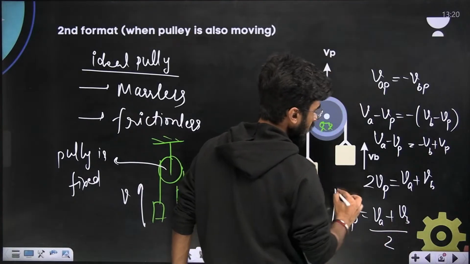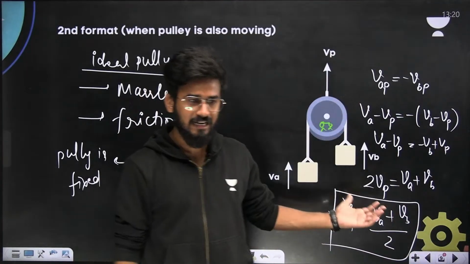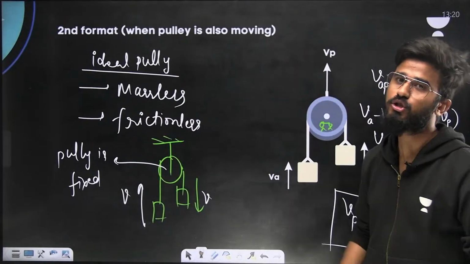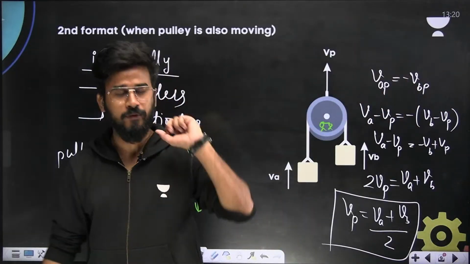So this is a relation between the velocity of the pulley and the velocity of the blocks. Clear? Yes or no? Okay.